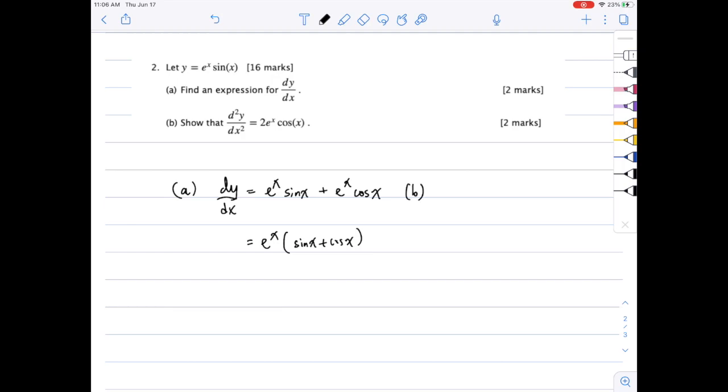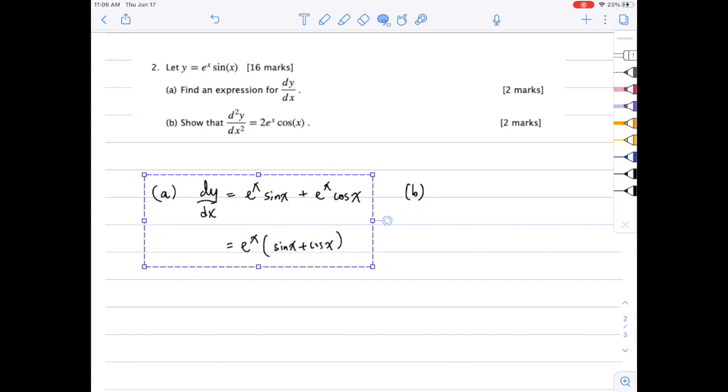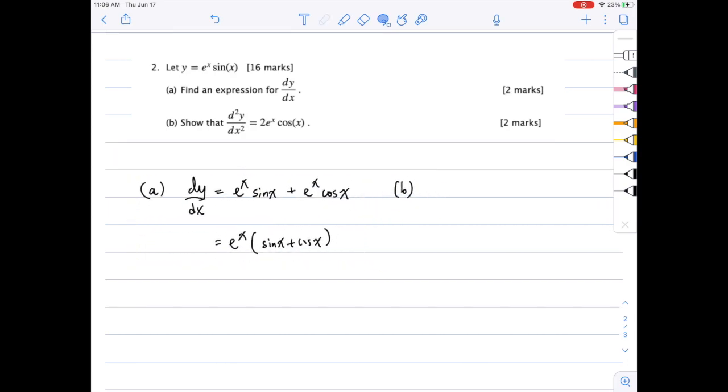Part B says, so I'll move this to the side here. Part B says find the second derivative, show that it is 2 times e to the x times cosine x. By the way, the reason they're giving you a show question here, they didn't have to, is typically in section B, subsequent questions depend on previous answers. A show question is a way for an examiner to tell you, hey, this is the answer you should be getting. In a way, they're guiding you through the problem and making sure that you don't mess up part B, because if you do, then subsequent answers will be wrong. So part B here is just a way to make sure you're on the right track.